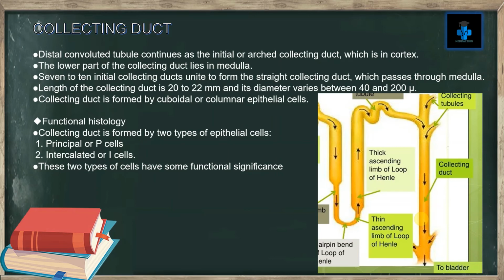Functional histology. Collecting duct is formed by two types of epithelial cells. Number 1 is principal or P cells. Number 2 is intercalated or I cells. These two types of cells have some functional significance also.